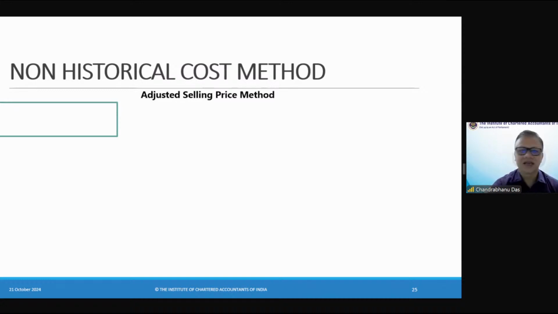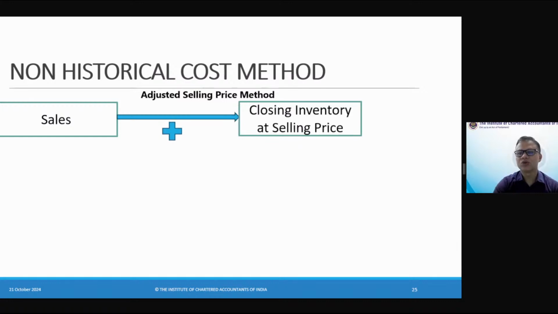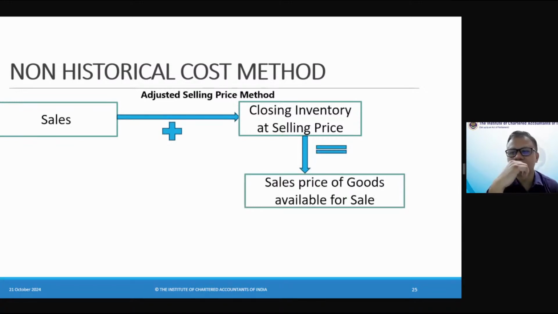Now, what is happening here? Why this non-historical cost method? You have retail organizations, particularly retailers, who always work with the sales price, and you have a gross margin as per the company's policy, believing that you will sell the goods at this amount of gross margin. So this is sales, and to the sales they add the closing inventory, which they generally know at selling price because they sell at a particular value. So sales and the closing inventory, they add it, and they get the sales price of the goods which are available for sale.